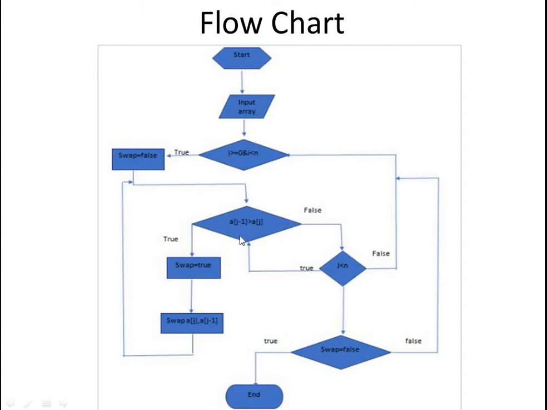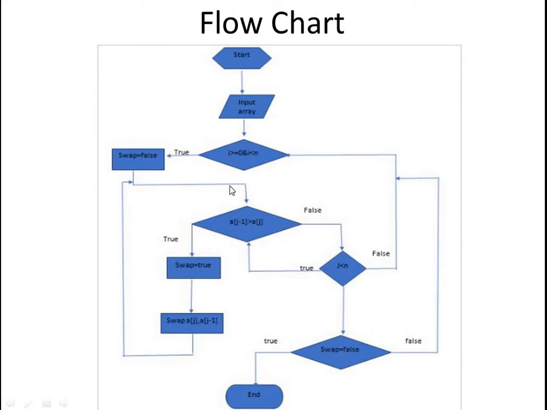If both these conditions are true, it checks one more condition, that is, a of j minus 1 greater than a of j. This is nothing but comparing the first element and the second element. If we start from the first element, it compares the first element with the second element. It is checking if the first element is greater than the second element.